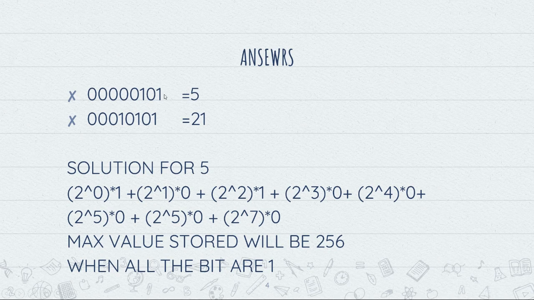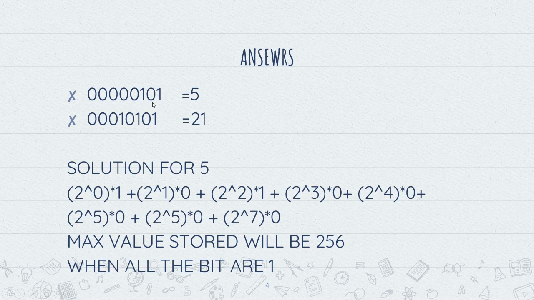So how is 5 coming? First of all, we start from the right. This place is 0, called the zeroth place, then the first place, second place, third place, fourth place, fifth place, sixth place, and seventh place. So in 8-bit there are places 0 to 7. Basically, what we do is write 2 to the power of a particular place and multiply it with the bit, and we do this for all the bits and then calculate the sum.